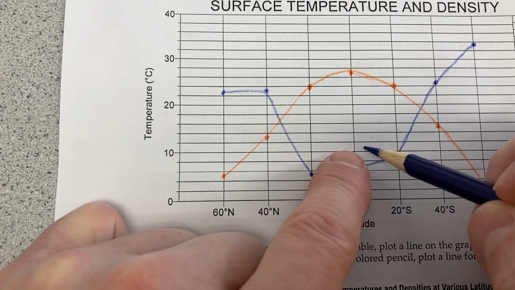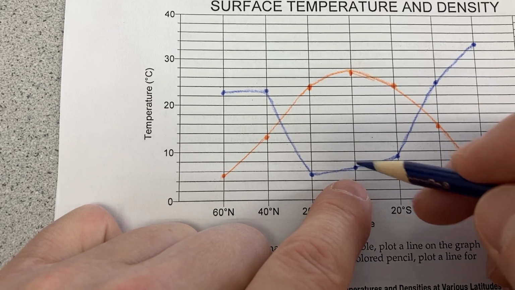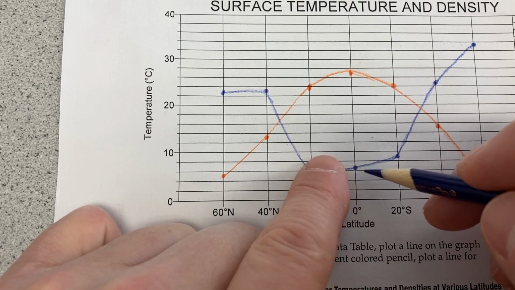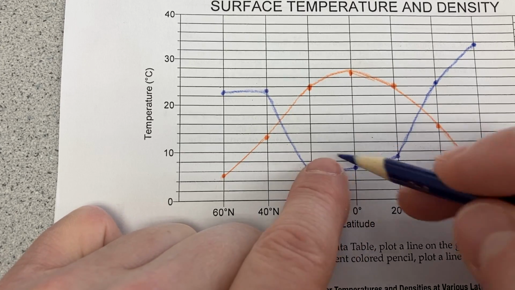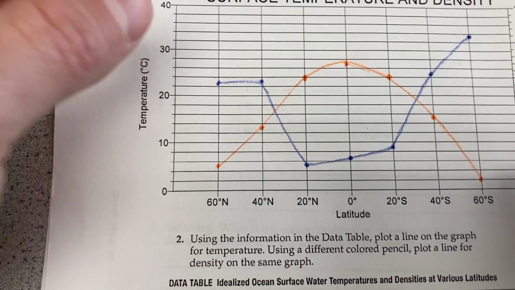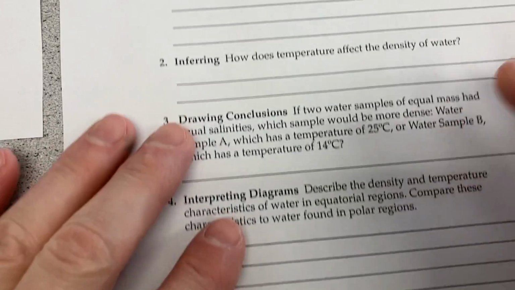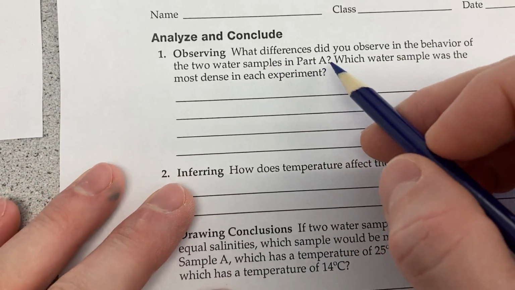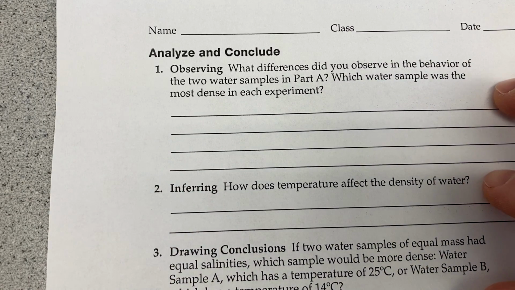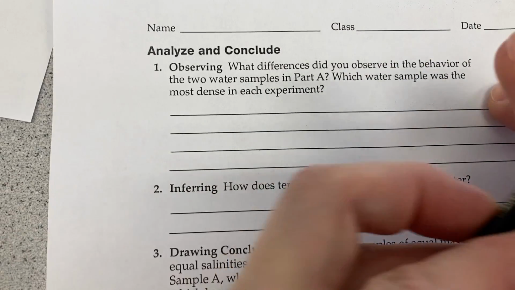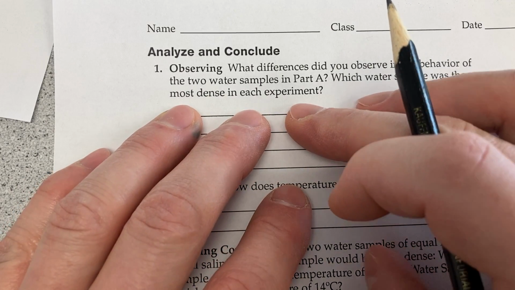So it wants to float up to the surface just like that orange reddish dye that I put in the little pipette and dropped on top of the cold water. It wanted to float on top, right? So that's what we're reading from our graph. Let's go ahead and answer the questions here. So observing, what differences did you observe in the behavior, get an actual pencil, of the 2 water samples in part A, which water sample was the most dense in each experiment?